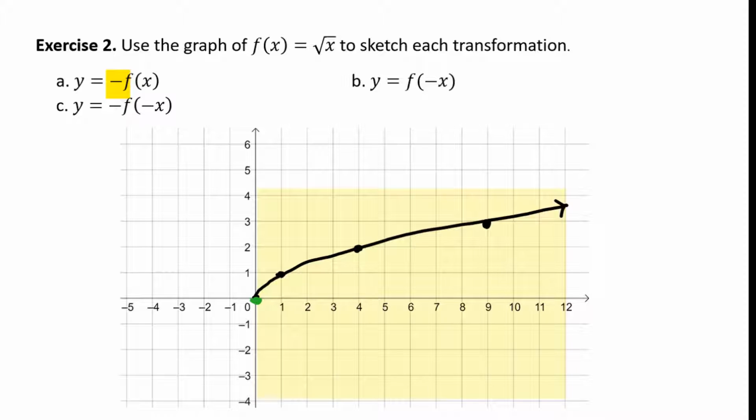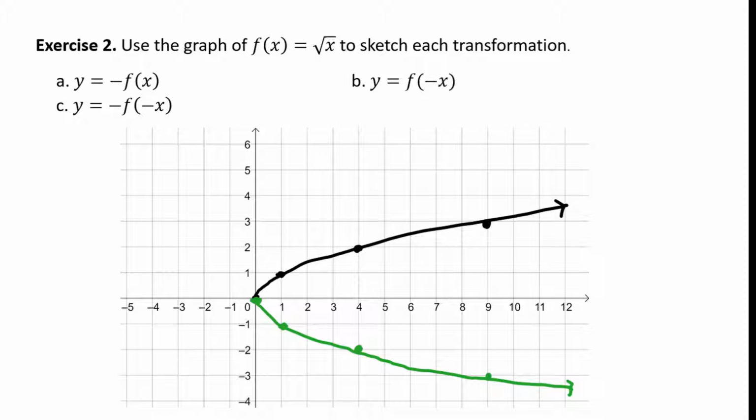The (0, 0) stays the same. The (1, 1) becomes (1, -1). The (4, 2) becomes (4, -2), and (9, 3) becomes (9, -3). Let's connect the points. And now we have the graph of y equals the square root of x reflected about the x-axis.